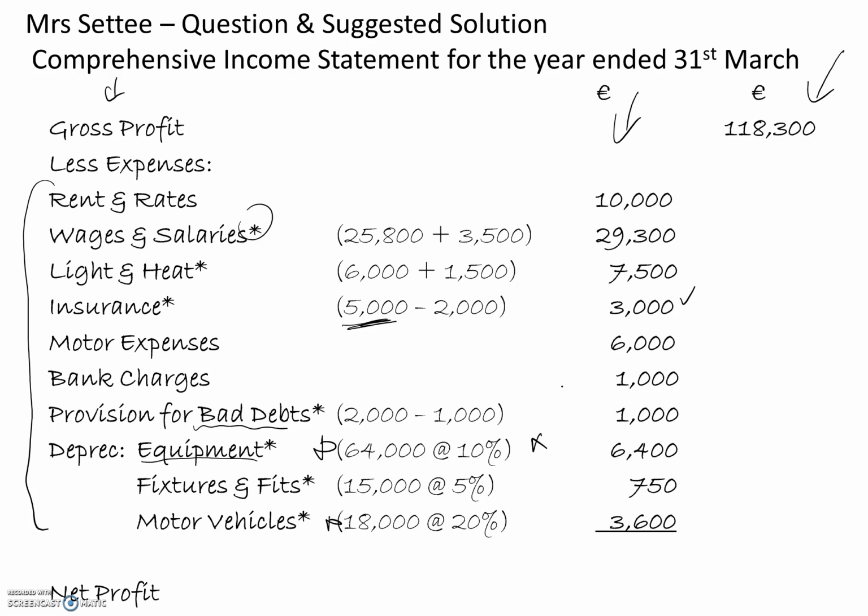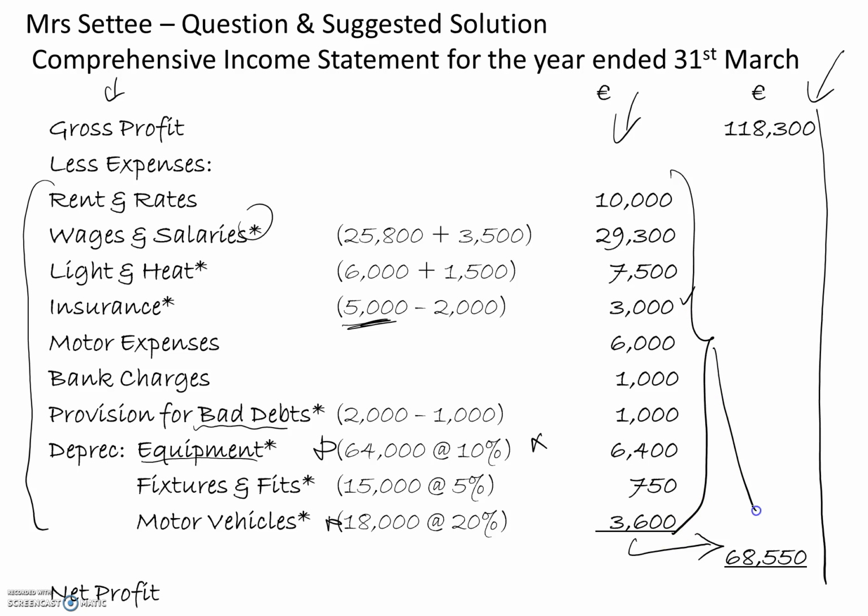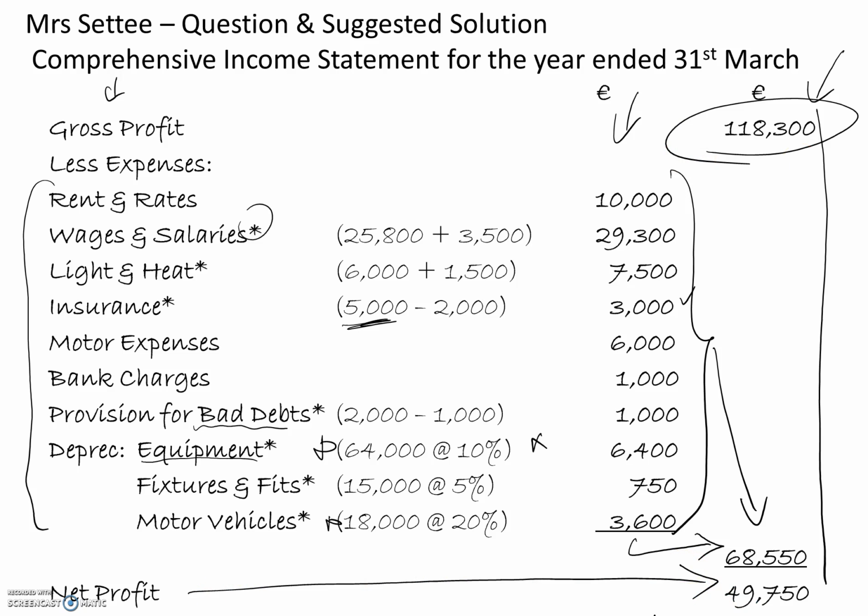So that's everything done. So I'm going to add them up, bring the total out, line it up underneath the gross profit figure, take it away. So 68,550 is the total of all these expenses here. And I'm going to take that away from my gross profit figure here, and it'll leave me with a net profit of 49,750. Okay, and that is the income statement completed.